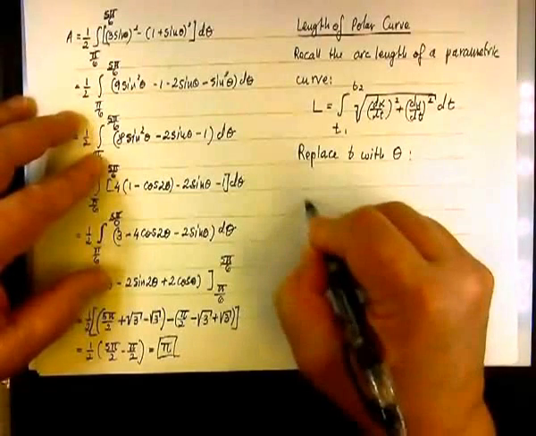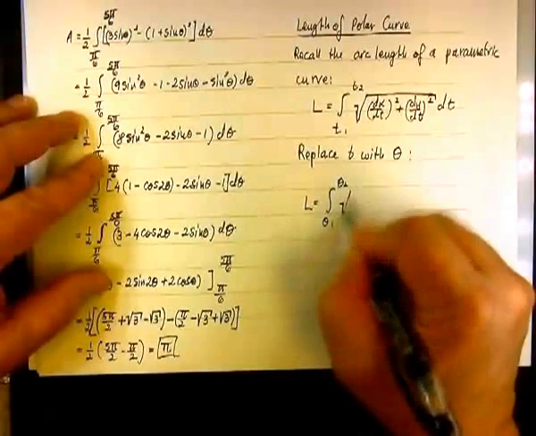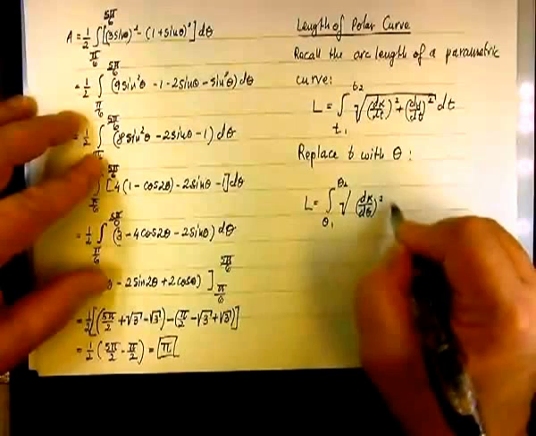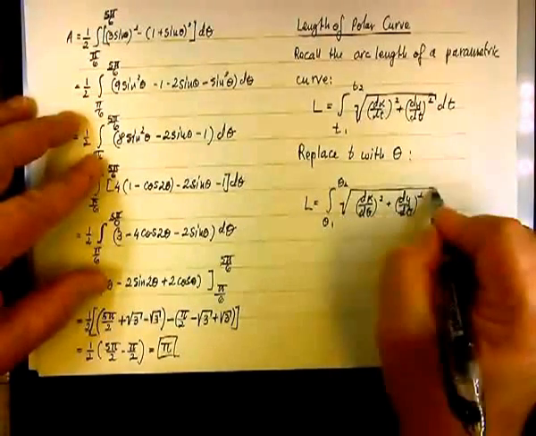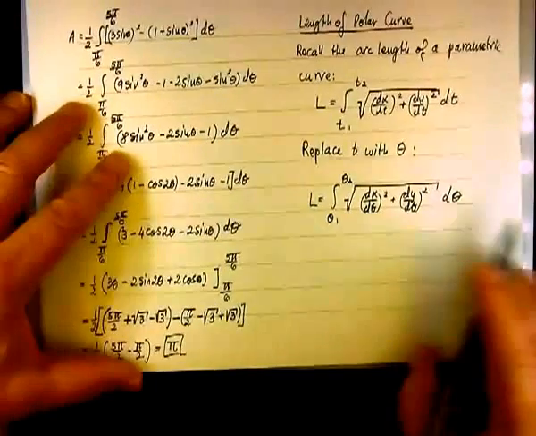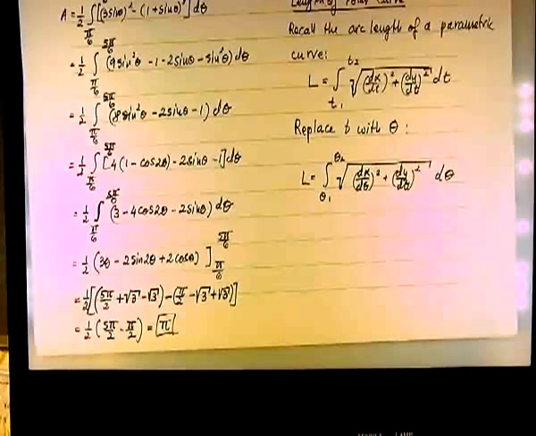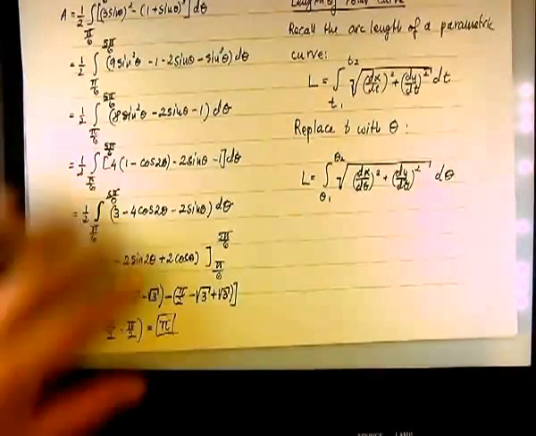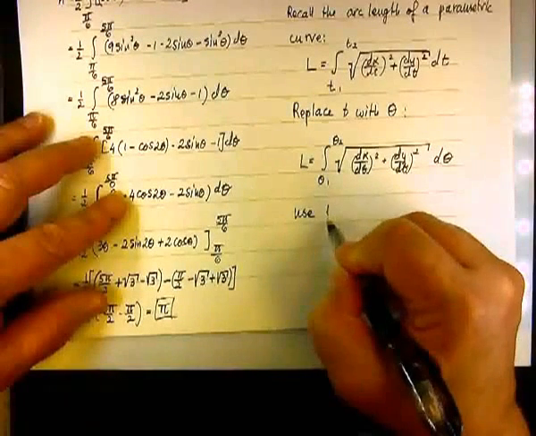And the form now will be the integral from theta 1 to theta 2 of the square root of dx d theta squared plus dy d theta squared, d theta. So this is the form, but I'm still here with x and y. I do have expressions for dx d theta and dy d theta, so let's use the substitution.